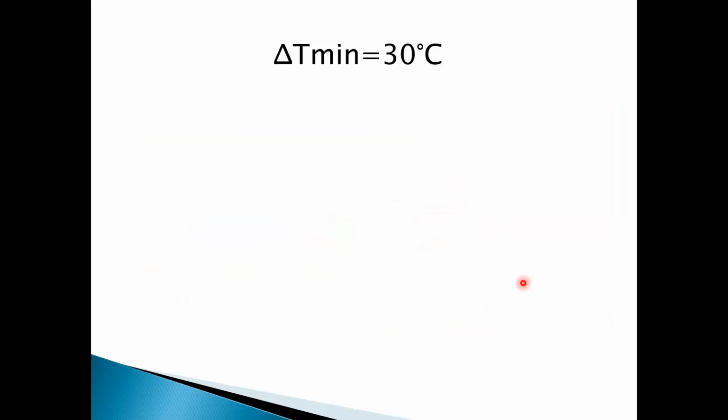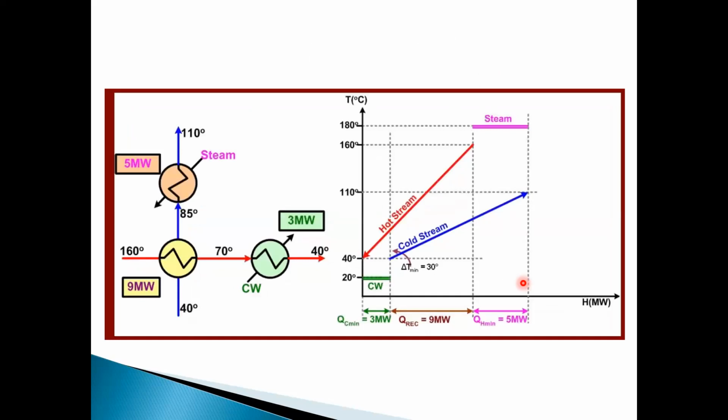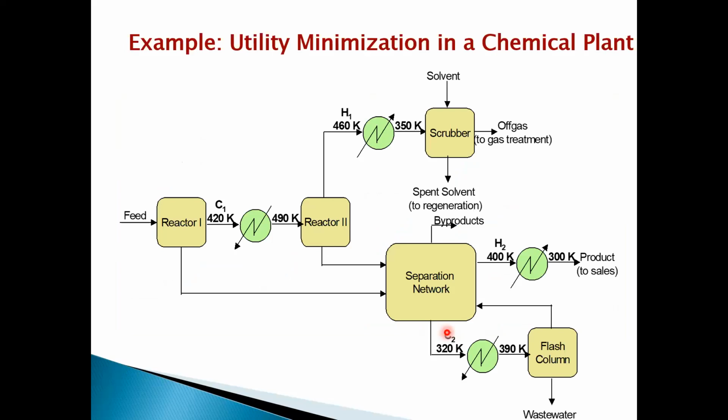If the delta T min is 30 degrees, do you think the operating cost will be less or high? It will be higher because I increase the driving force. So the integration will be less and the utilities, the operating cost will be higher. Okay.